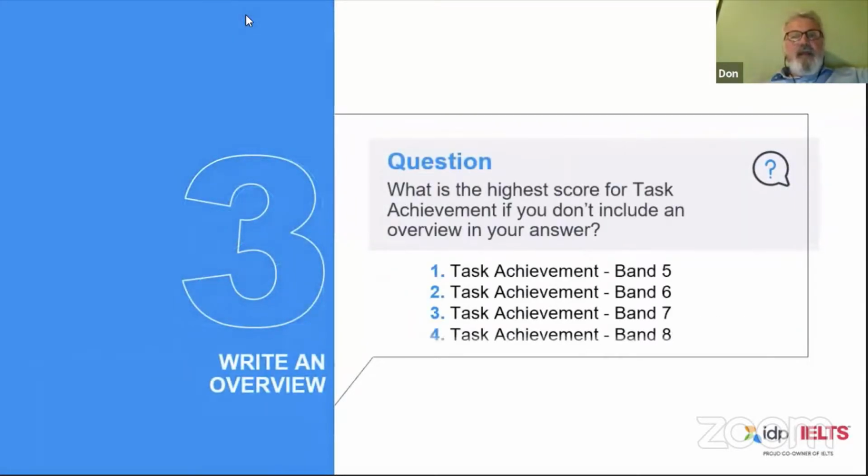Okay. The final part of this essay is an overview. An overview is 1 or 2 sentences that summarize the main points. What happens if you forget the overview? Look at your assessment criteria. Is it a band 5, 6, 7, 8? We'll come back to that.